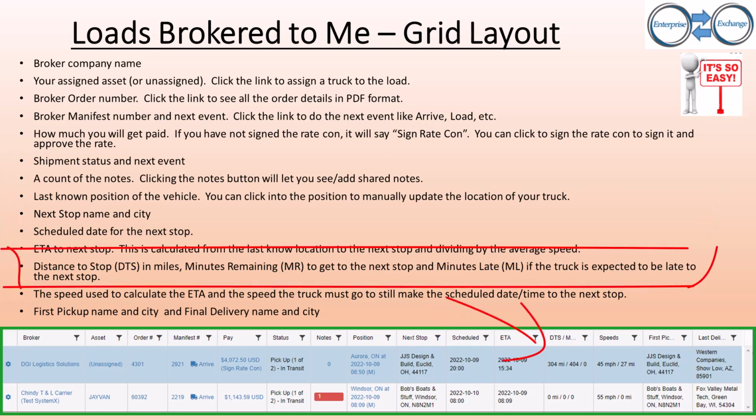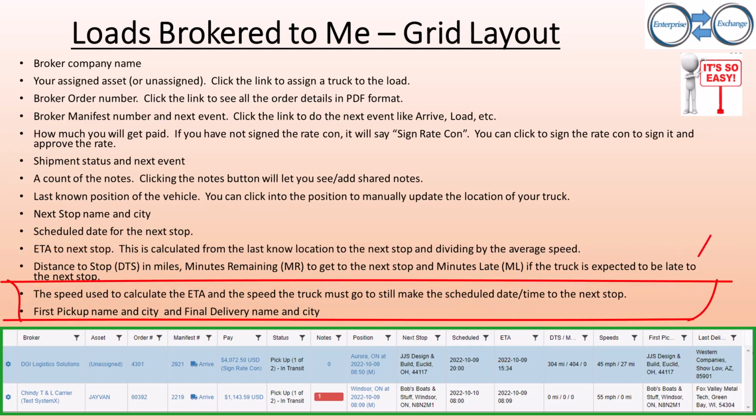You'll see the distance to this next stop, the minutes remaining to get to the next stop, and if you're going to be late, how many minutes late you'll be to that stop. You'll see the speed used to calculate the ETA and the speed your truck must go to still make the scheduled date and time to the next stop. Finally, you'll see the first pickup name and the final delivery name and city of the order.